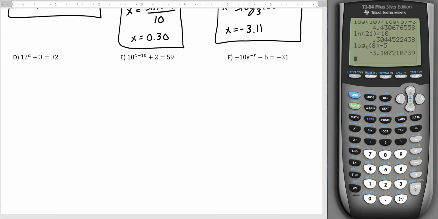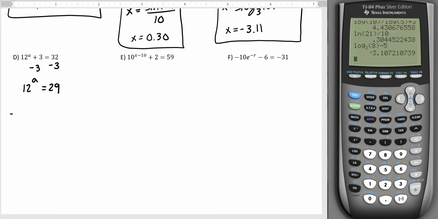All right, hopefully we had enough time there to get D done. Let's start by subtracting 3. Subtract 3 from both sides. So I'd have 12 to the A equals 29. That A looks a lot like a 9, so I'm going to try to fix that. There we go. 12 to the A equals 29.